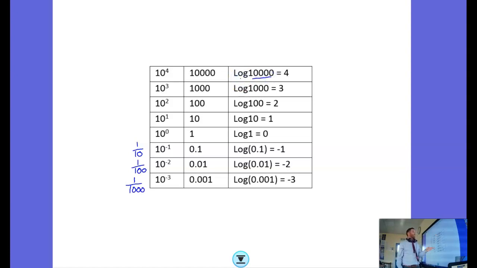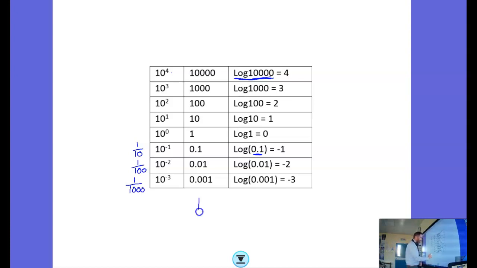So when we look at the logs of that, log is asking the question, what power of 10 gives me 10,000? If I read that in my head, I'm saying log 10,000 means what power of 10 gives me 10,000? Well, 10 to the power of 4. Similarly down here, what power of 10 gives me 0.1? That's negative 1. So hopefully you can see all the relationships here and understand that.